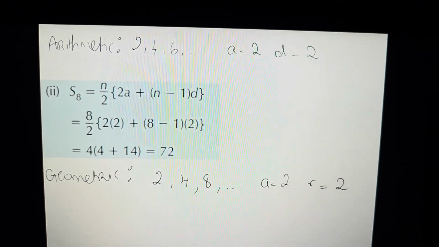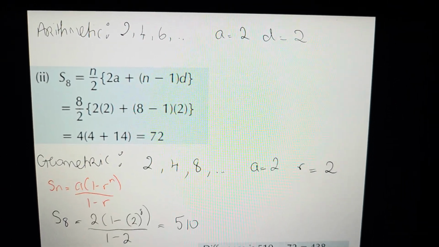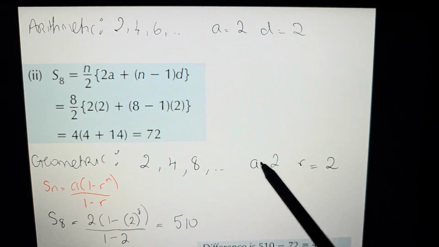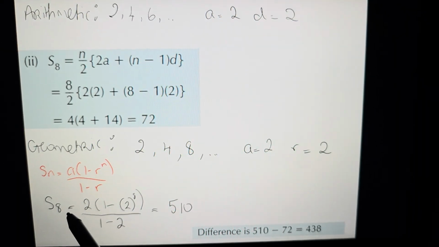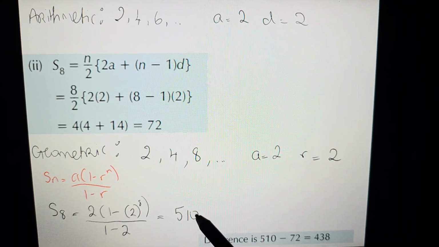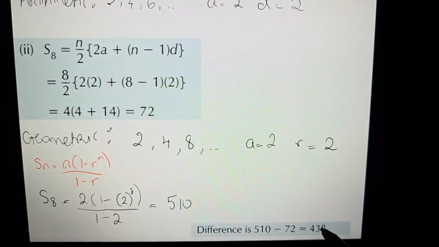For the geometric sequence, I'll put down my S of n formula for a geometric sequence. A was 2, and n will be 8, and you get out 510. They wanted the difference between those two figures, so the difference is 438.